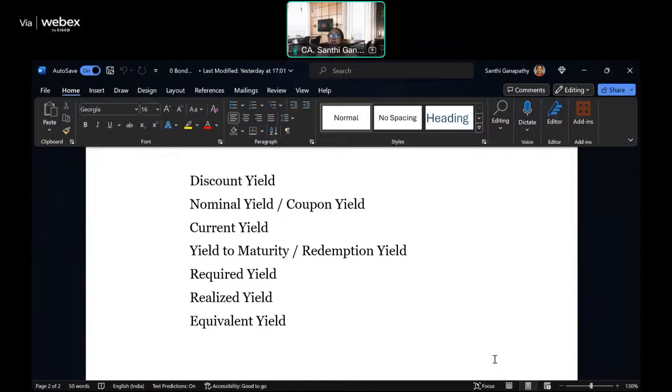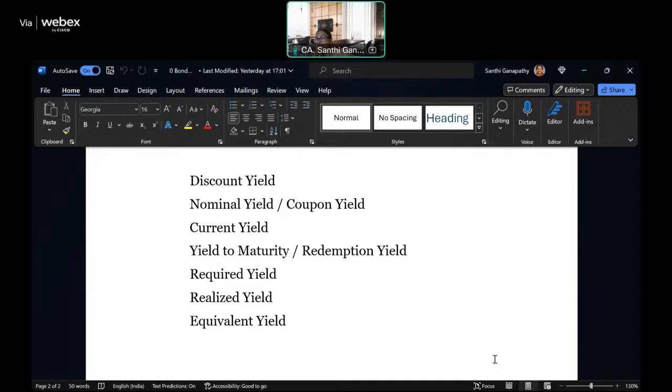The required yield is used as the discount rate to find the intrinsic value or fair value. Yesterday also we saw a problem where we found the intrinsic value. Is this clear up to this? Then of course you have realized yield. We discussed already along with YTM what is realized yield. We even did a problem yesterday.